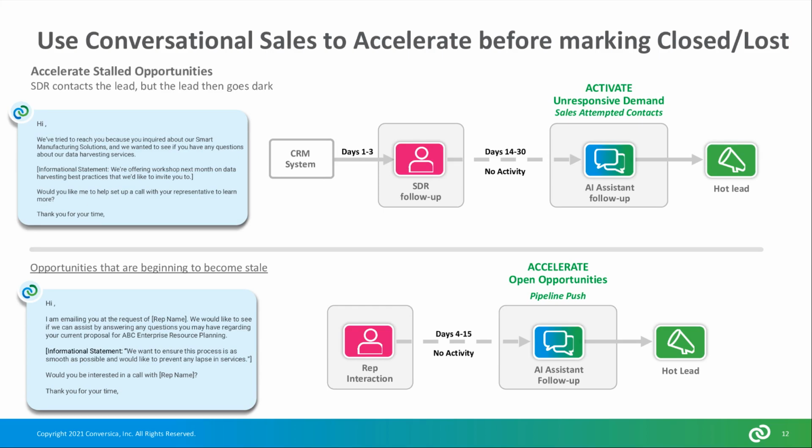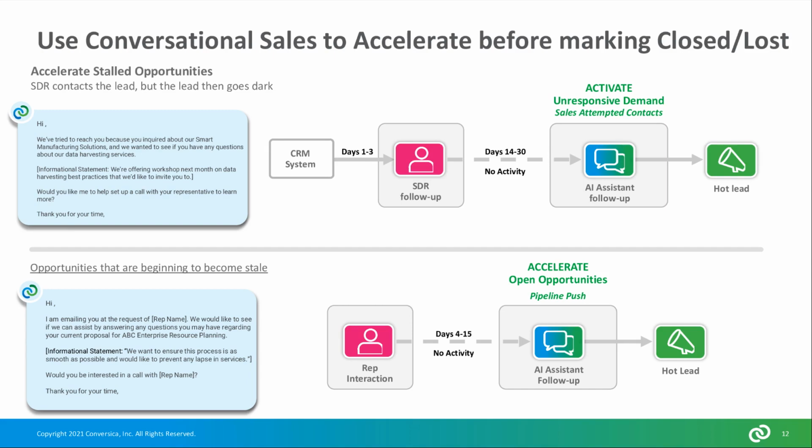And so what you might want to do is activate that unresponsive demand, post that sales attempted, which an AI assistant can do, and hopefully drive towards that hot lead and continue to push that opportunity down the process in the funnel. The other one is you have a real active live pipeline opportunity that has dollars associated to it.